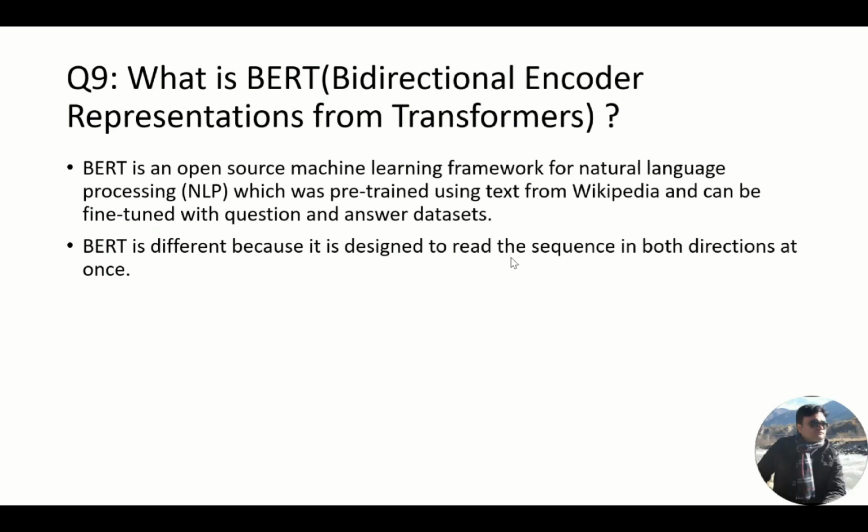But BERT is different. How is it different from the others? Because it is designed to read the sequence in both directions at once. That is the great feature of BERT. In this BERT model, it is designed to read the sequence in both directions at once. And that is why it is known as bidirectional encoder representations from transformers.